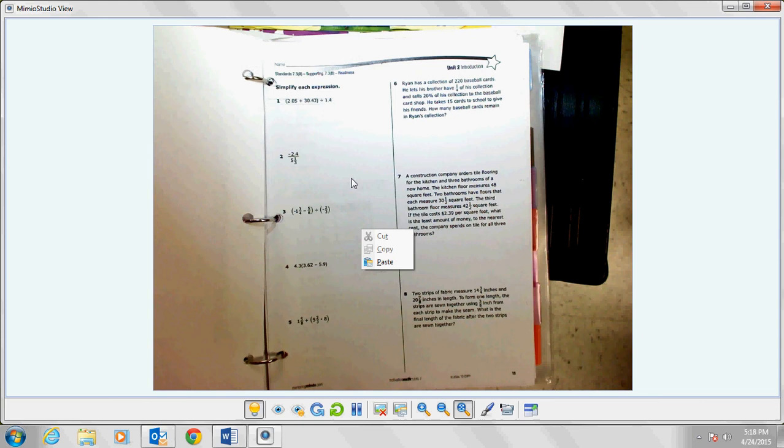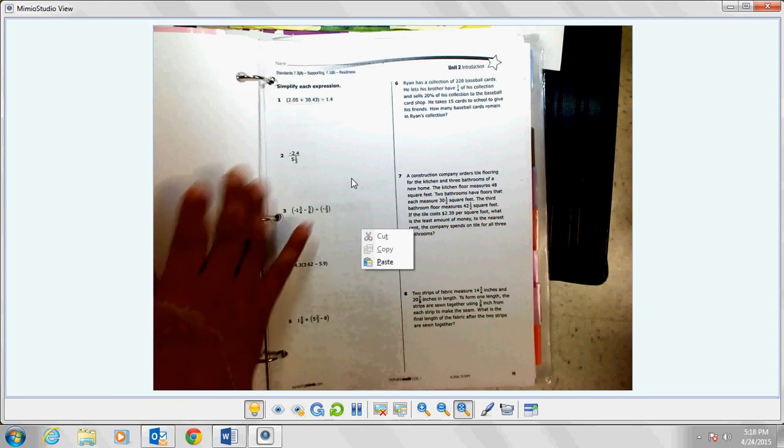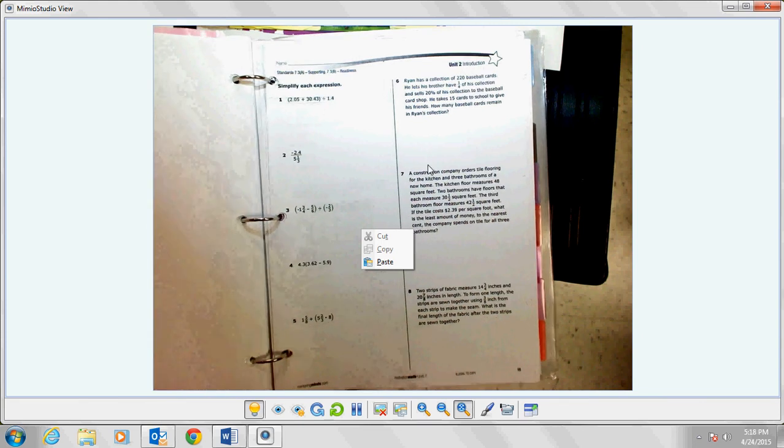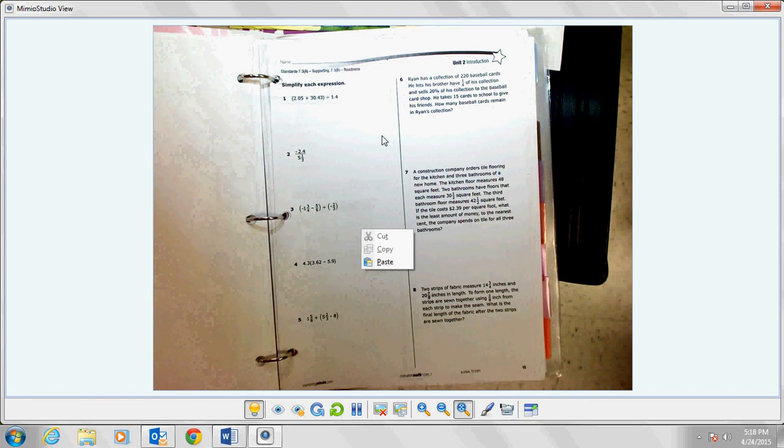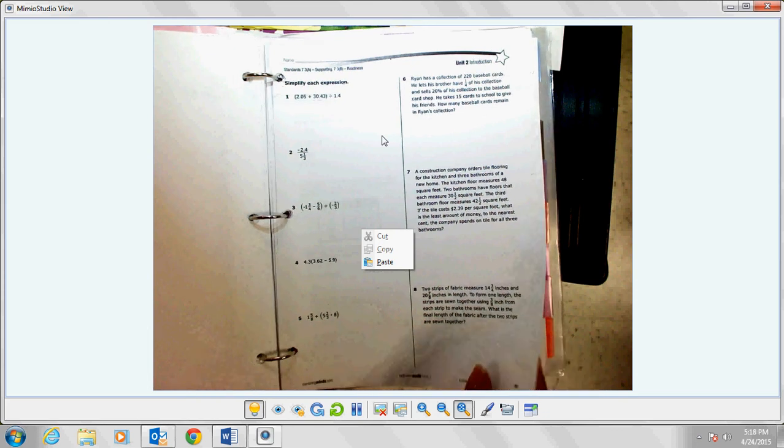Then you should have your Unit 2 intro handout, which I will tell you if you are in pretty much all of my classes, if you turn this one in, it may not have been given back to you, except for my very last class, which is period 7 and 8. You got everything back today.